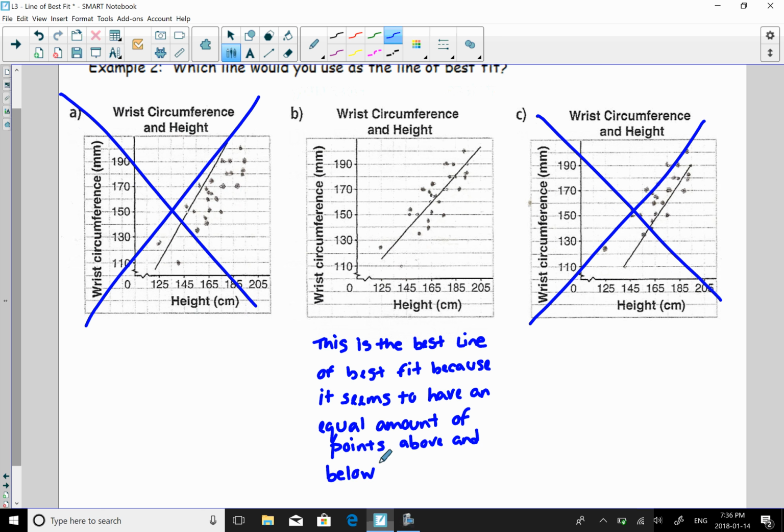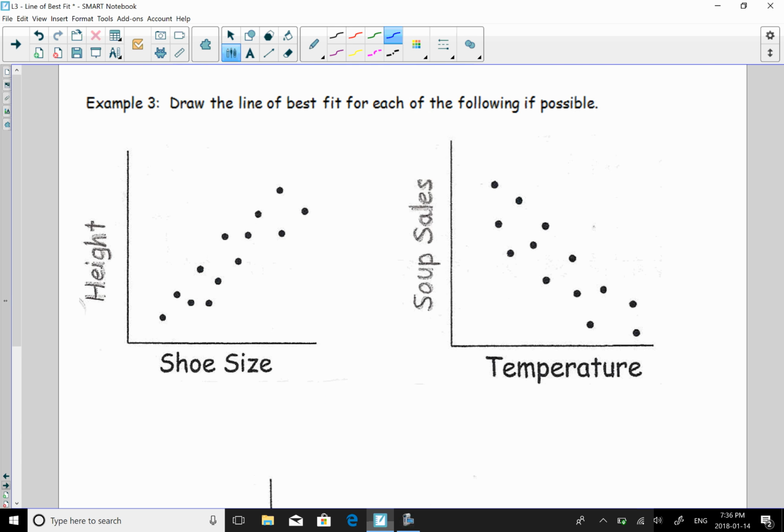Okay. So this is the best line of best fit because it seems to have an equal amount of points above and below. Let's see now. Draw the line of best fit. Okay, so you're going to take your ruler. I'm going to place a line and then move it accordingly. It's obviously going to go upwards between the shoe size and height.